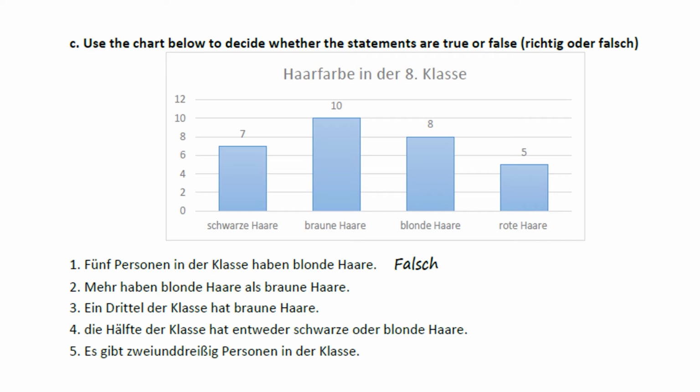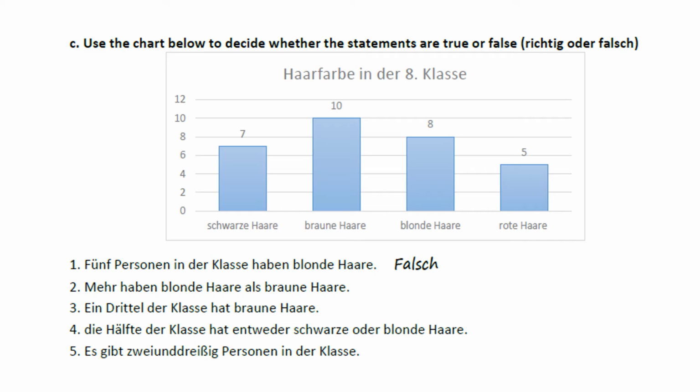True or false in German is richtig oder falsch. Richtig is true, and falsch is false. And oder means or. So if you could write either richtig or falsch after each one, that would be great. I'll just go through some of the vocab for you.